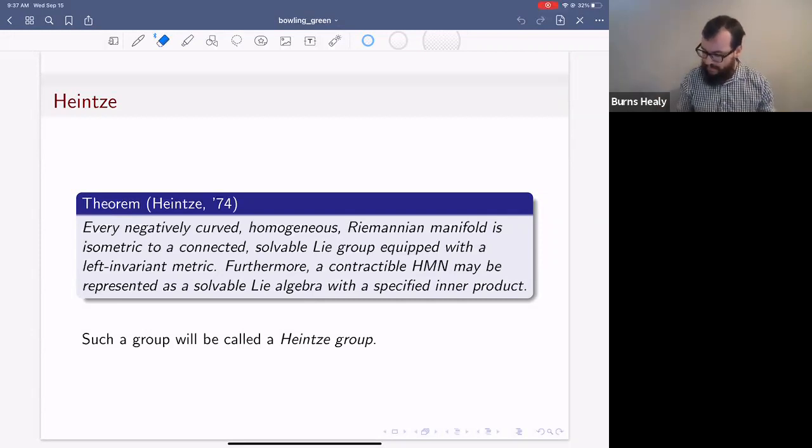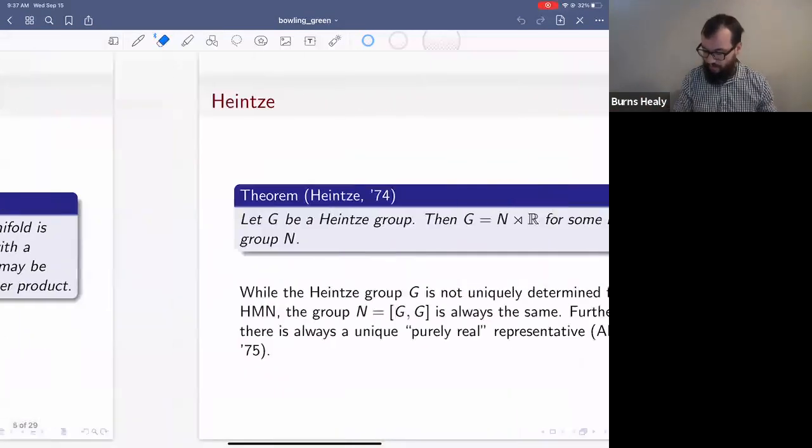Okay, and so notice I said solvable Lie group model for the symmetric spaces. Okay, it turns out for these spaces, the Lie group that you get is also solvable, and not only is it solvable, it comes with a very particular form.